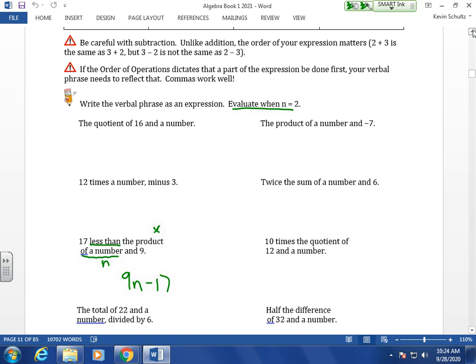And then I need to evaluate this when n is 2. So kind of like we did in the other exercise earlier, I'm replacing my variable with 2. 9 times 2 is 18. Minus 17, it equals 1. Okay, it equals 1.